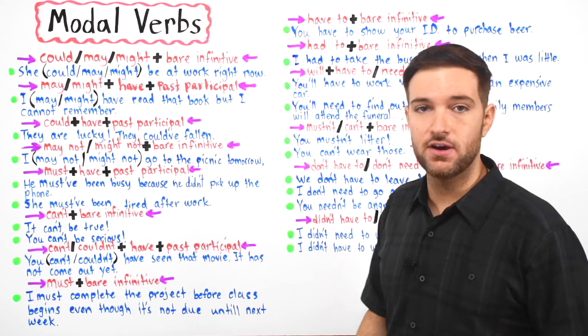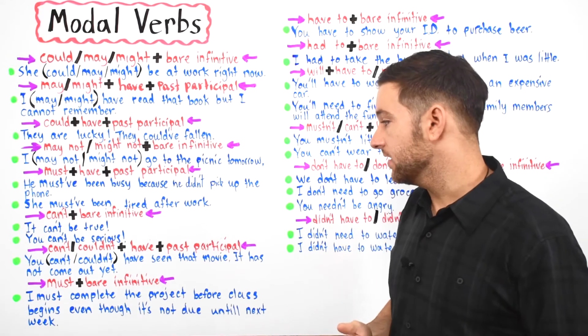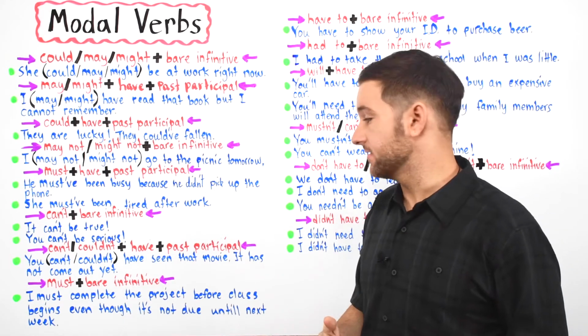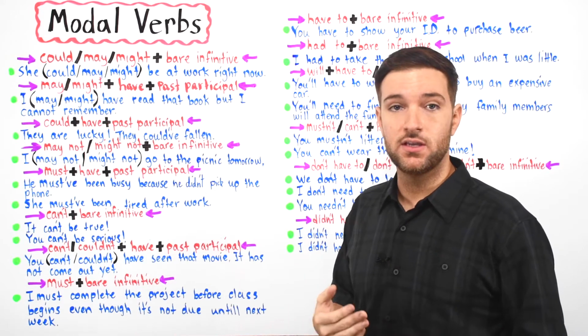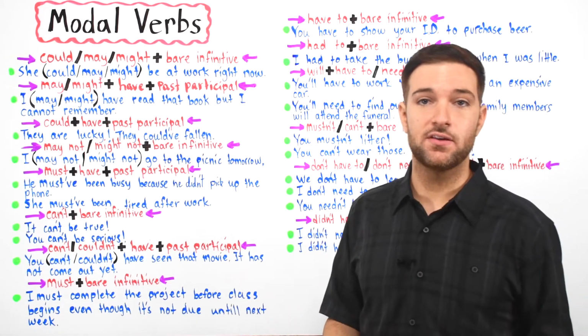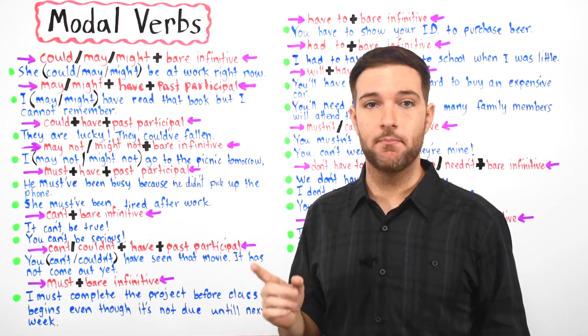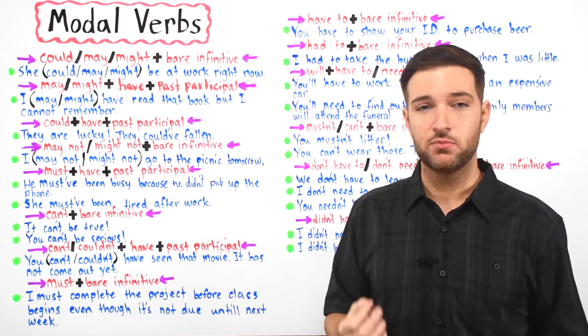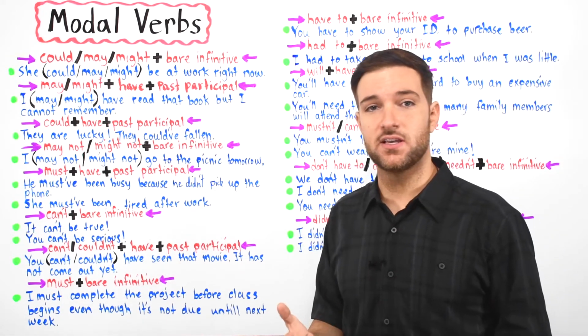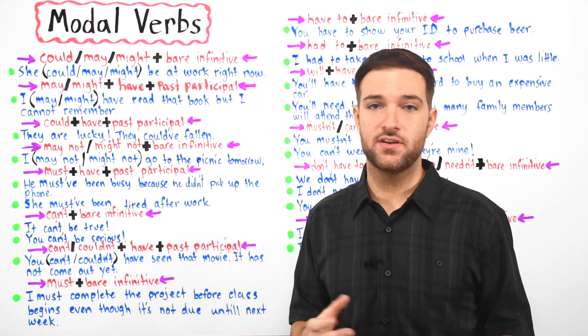So let's go ahead and move on, okay? Because now let's talk about obligations and necessity. All right, so in lesson 23, we talked about the modal verbs must and have to. And when we express obligations or necessity in English, these verbs are very handy.